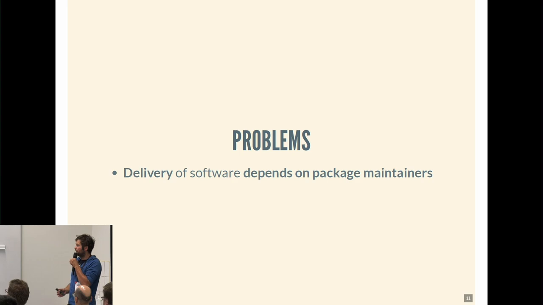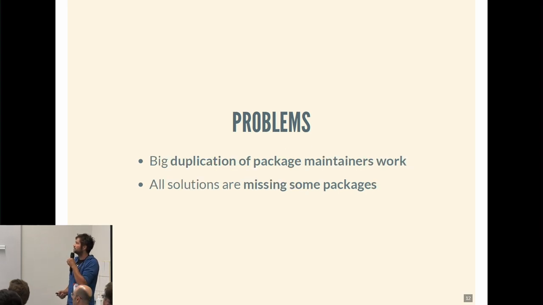If there's a package maintainer in the middle between the user and the developer, then delivery of the software depends on package maintainers, and we need to wait for them sometimes. There's a huge duplication of package maintainers' work. If a new GDAL is released, all package maintainers from Debian, Ubuntu, Arch, Homebrew, Nix are doing the same. We are downloading the source code, removing patches which are already applied, adding some new dependencies, and checking whether the new tests are working or not working.